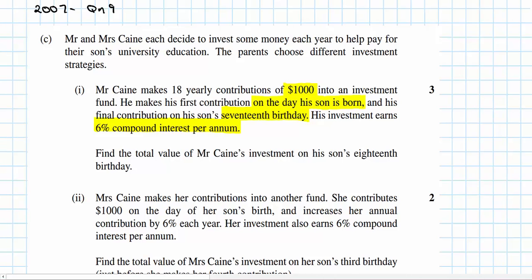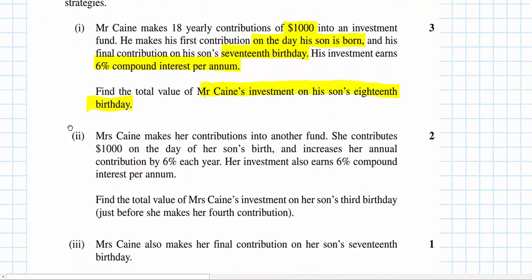Find the total value of Mr. Kane's investment on his son's 18th birthday. As I said in my previous example, here we have 3 marks. We need to show those 3 steps: establish a pattern, then state the geometric series, and then give the final value. So let's do this. Let's write a summary.